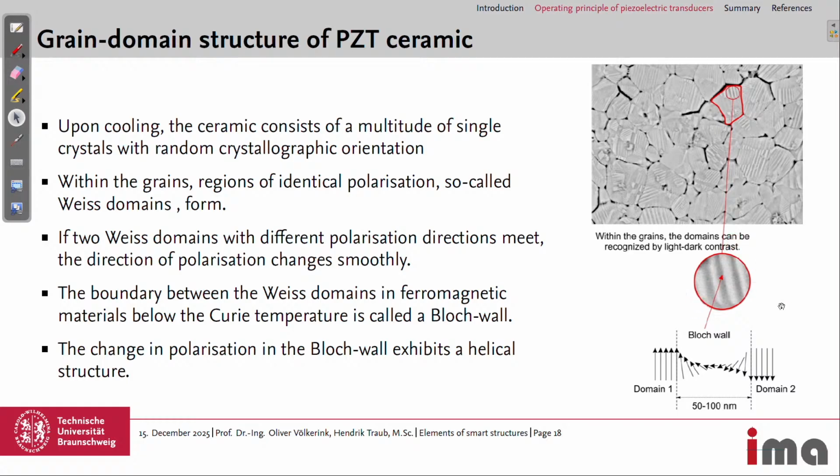And the boundary between these Weiss domains, which we only have below the Curie temperature, is called the Bloch wall, and the change in polarization in the Bloch wall between these domains exhibits a helical structure. So if we would zoom in on this Bloch wall, we have here domain 1 and here domain 2. Here the polarization goes up and here down, and over lengths of 50 to 100 nanometers, the polarization direction of the crystals changes.